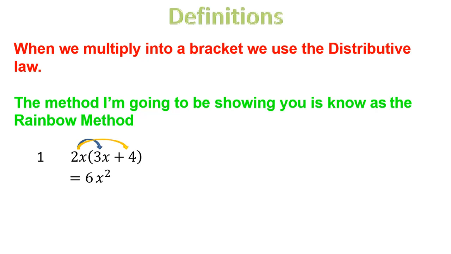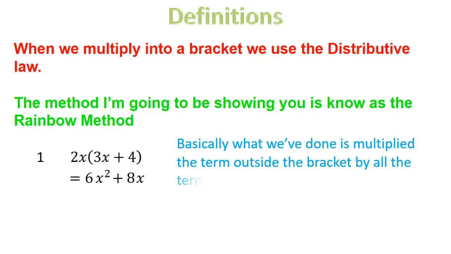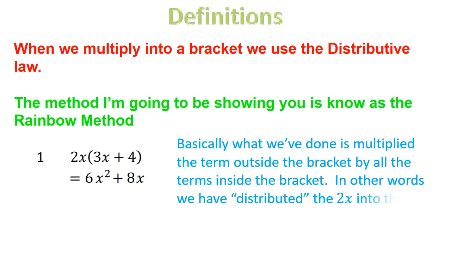Now we move on to the next one, the yellow part of the rainbow. 2 times positive 4. Positive times a positive is a positive, so it's plus. 2 times 4 is 8, and then we've got our x. And there is our answer. 6x squared plus 8x. So, basically, what we've done is multiplied the term outside the bracket by all the terms inside the bracket. In other words, we have distributed the 2x into the bracket.